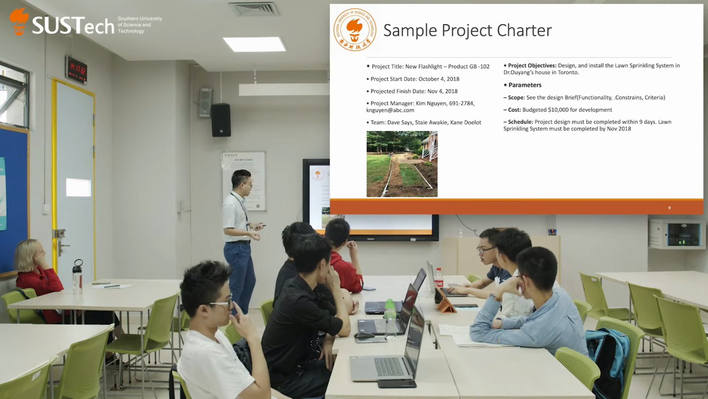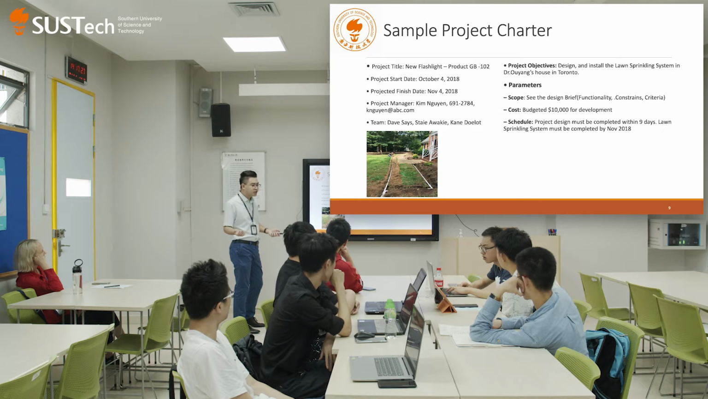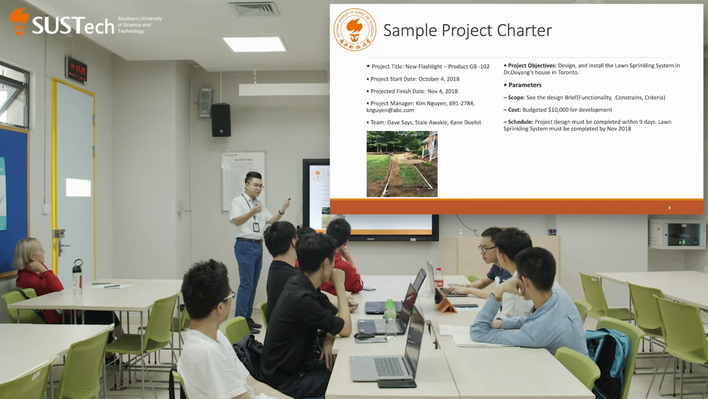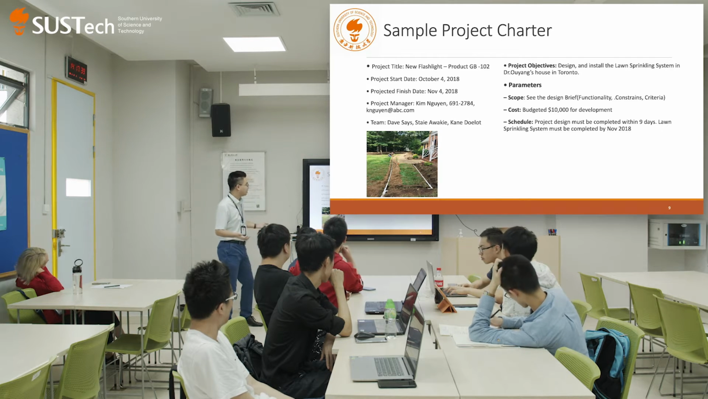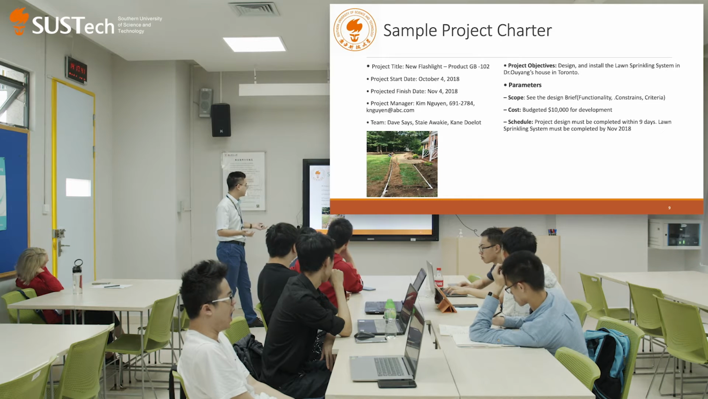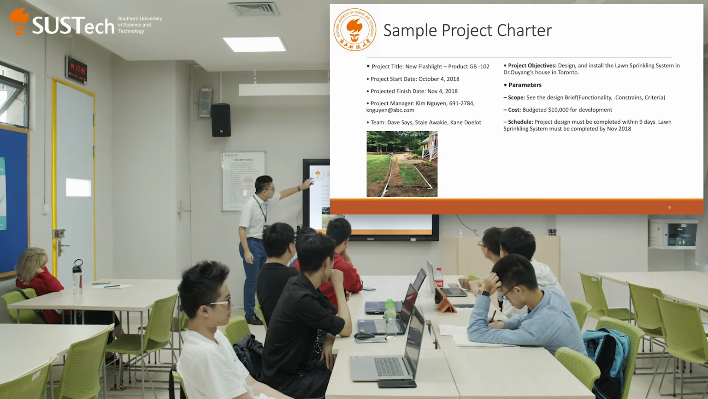I'm coming to the market. I'm going to invite the engineering teams, and they're going to submit a bid to compete for the project that I am going to offer, right? So this is what the sample project charter would be. In my garden, I want to have a lawn sprinkling system. So in the technical project charter, this is the information you need to include.